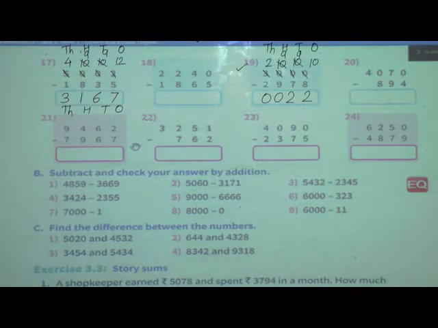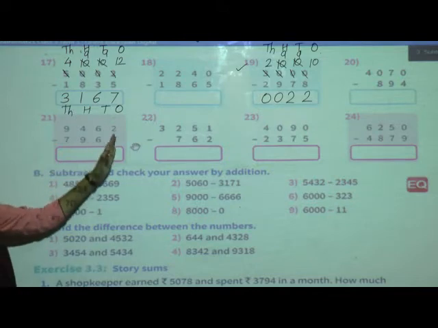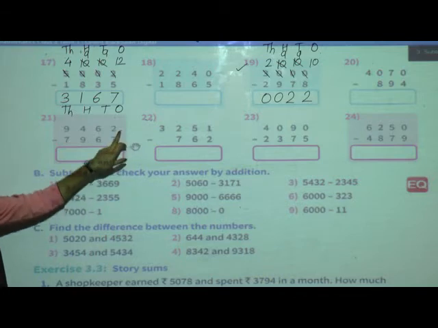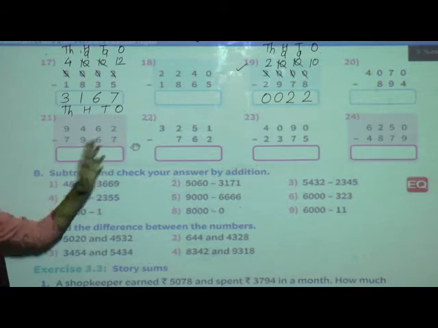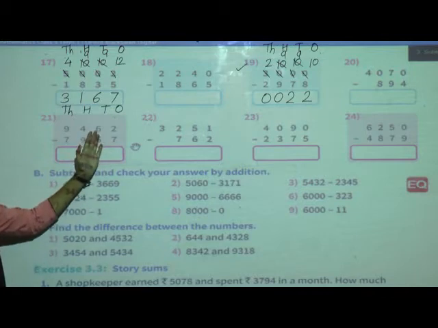See the ones place. In the first number there are 2 ones and in second number there are 7 ones. So can we do the subtraction here? 2 minus 7? No, it is not possible. Why it is not possible? Because 2 is smaller than 7. So we can't do the subtraction. Then what to do? Yes, we will go to the neighbor.